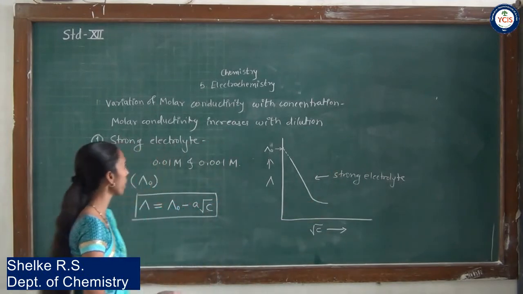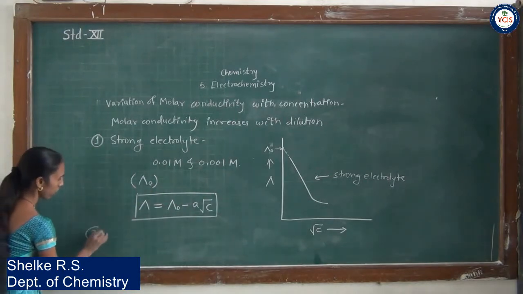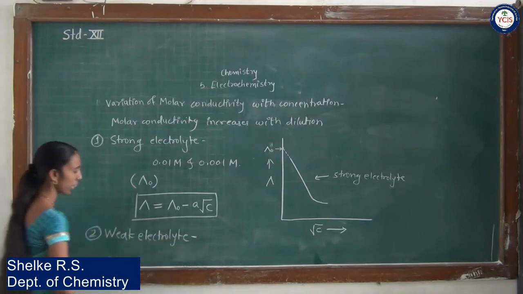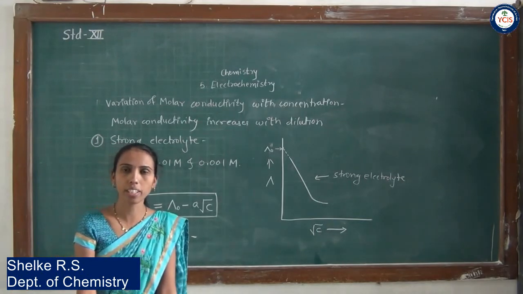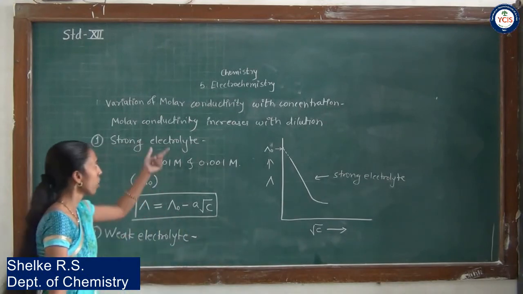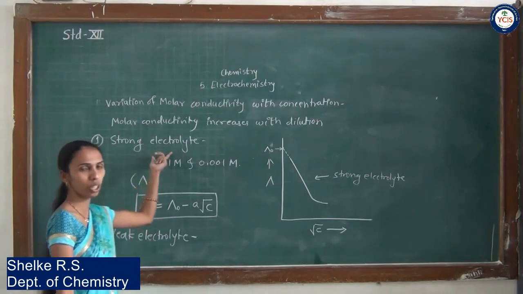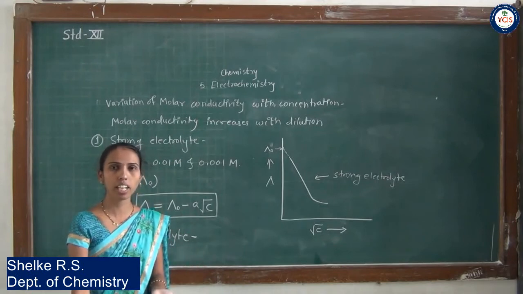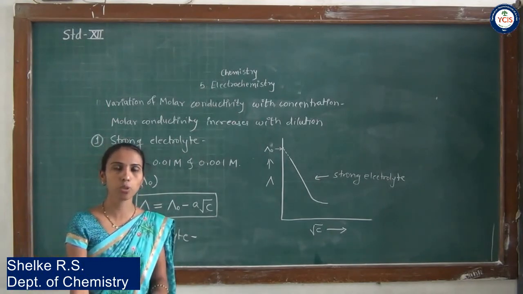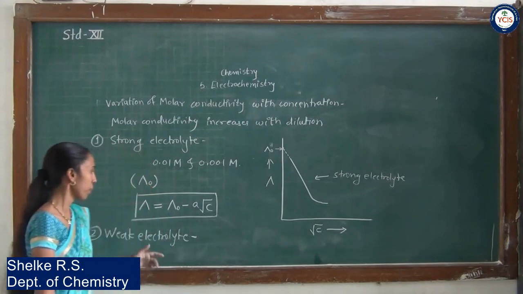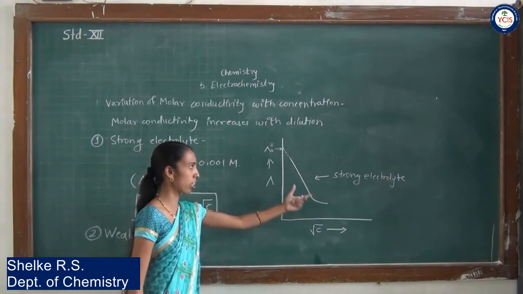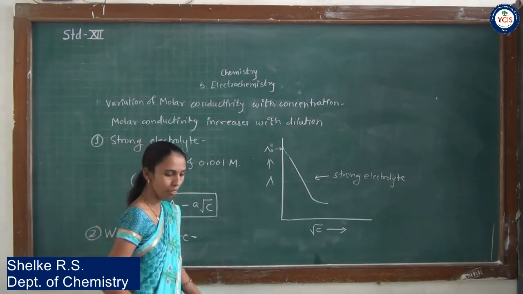Similarly, now suppose we consider a weak electrolyte. In the case of a weak electrolyte also, as you increase the dilution, the molar conductivity increases. So the relation is the same in strong and weak electrolytes. The only difference is that you will not get a straight line graph as for a strong electrolyte.